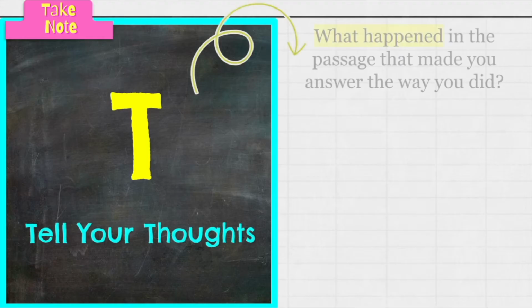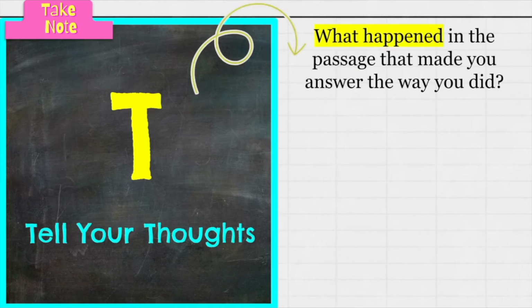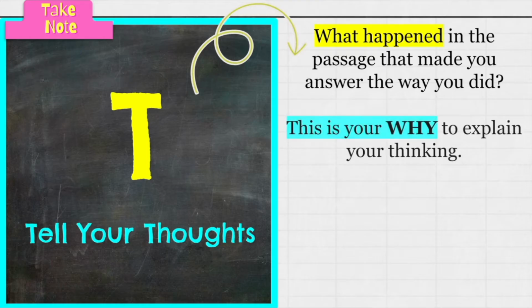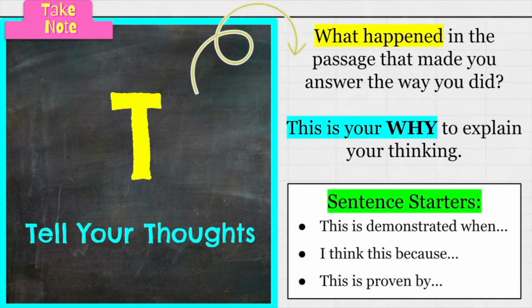Our next letter is T, and T stands for tell your thoughts. You're going to tell us what happened in the passage that made you answer the way you did. So you gave your basic answer. What happened to make you give that basic answer? This is your why. You're going to explain your thinking in your own words. I have these sentence starters here that you can use: this is demonstrated when, I think this because, or this is proven by. So you can start your second sentence with one of these sentence starters, and it's a perfect way to explain your thoughts.